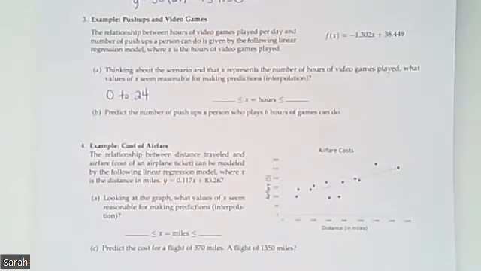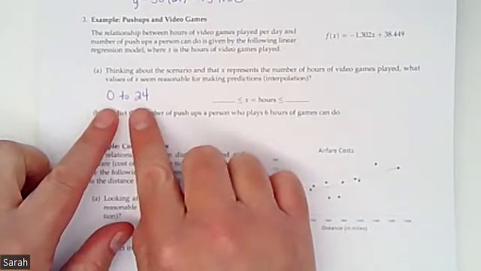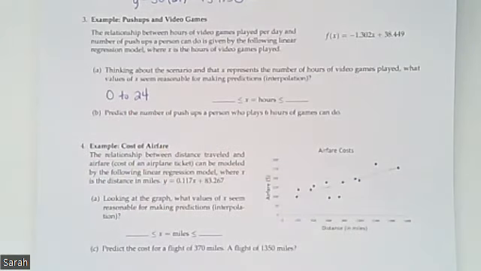You certainly can't play less than 0 hours. You can't play more than 24. So that's one practical consideration. Another one is that the number of push-ups, our output, has to be a positive number. You can't get a negative number of push-ups out. That's not going to work, just in terms of practicality. So I want to take a look at this graph and make sure that if I'm using 0 to 24, it doesn't result in a negative y value.